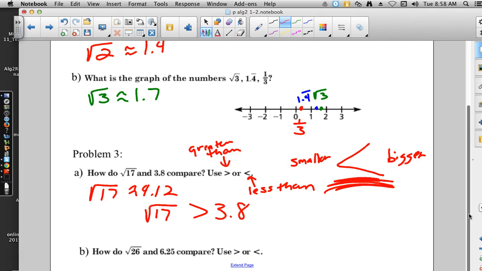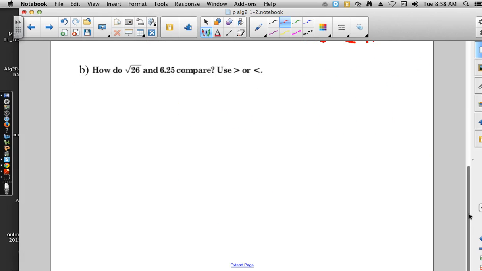Now, would there be another way to write this? Well, of course there would. If we had written the 3.8 down first, we could say 3.8 is less than the square root of 17. So for each of these, we really would be able to write 2 inequalities. We can get those on there. So I'll scoot this up, and I want you to go ahead and write down your answers for B. Again, you can pause the video if you need to.